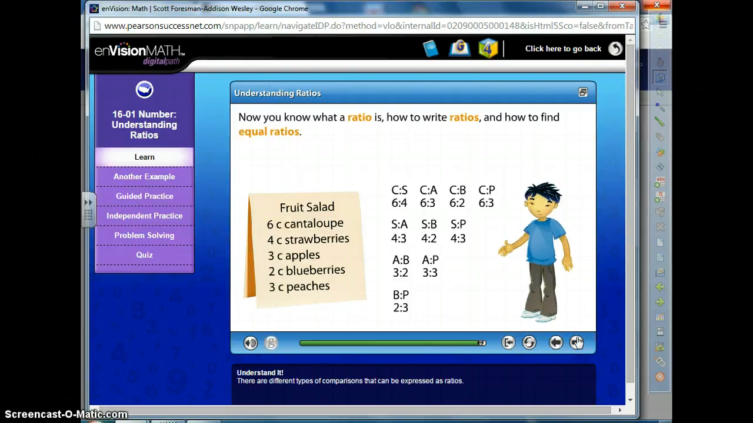Now you know what a ratio is, how to write ratios, and how to find equal ratios. Okay, so you can see this is what they compared to get the 10. They compared cantaloupe to strawberries, cantaloupe to apples, cantaloupe to blueberries, cantaloupe to peaches. Then strawberry to apples, strawberry to blueberries, strawberry to peaches. Then apples to blueberries, apples to peaches, and then blueberries to peaches. That's how they got 10 different ratios there.